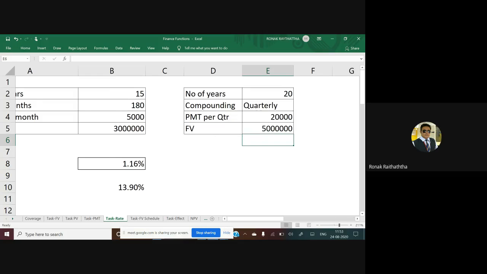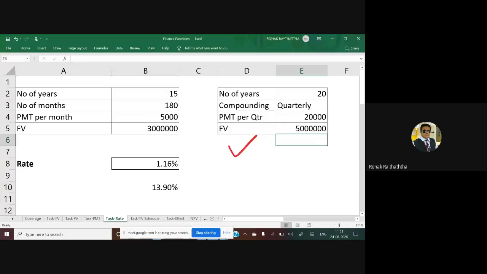Now here in this case, the person is going to invest for 20 years on a quarterly basis, and 20,000 rupees would be the amount per quarter that he or she is going to invest, and the requirement is 50 lakh rupees after 20 years. So after 20 years, he has clearly stated that he wants 50 lakh rupees. So what shall be his rate of return expectation from this annuity? Find it out and let me know. If you want to see the syntax again, this is how it will look.